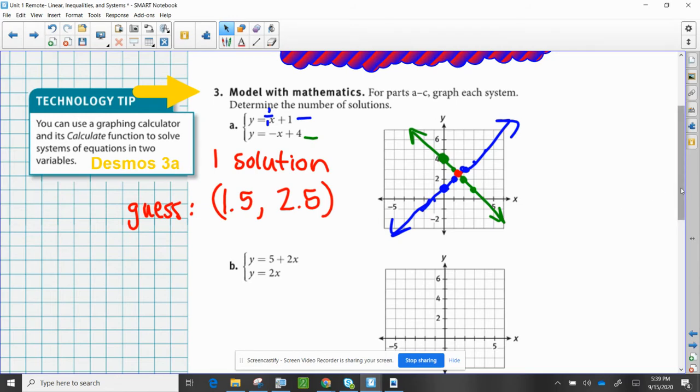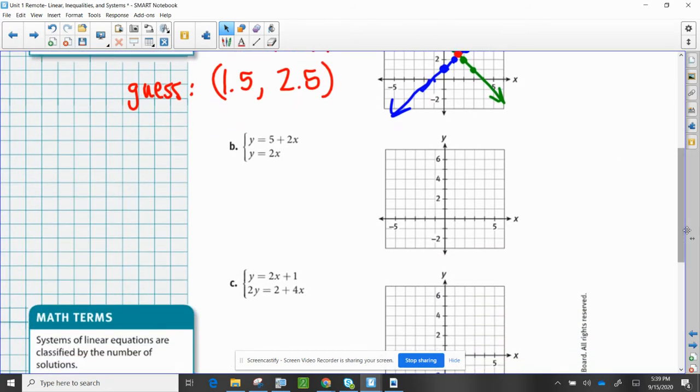Let's look at B then. For B, we have y equals 5 plus 2x and y equals 2x. I'm going to graph the first equation here in purple. I have 5 plus 2x. This is written a little out of order, and if you don't like it, you could switch it around. But my y-intercept is 5, and positive 2 is my slope. So I can go up 2 and over 1, or I can always go down 2 and left 1, since that one would go off the graph a little bit there.